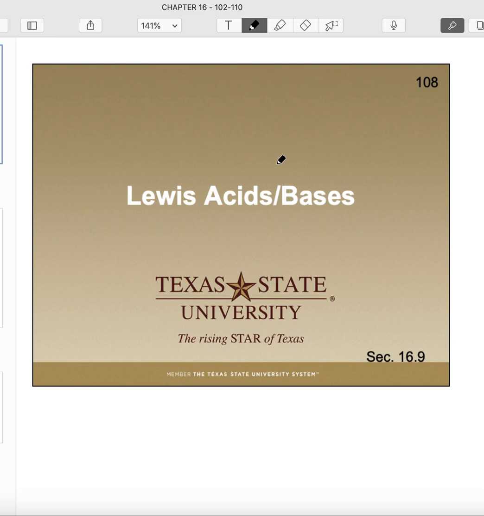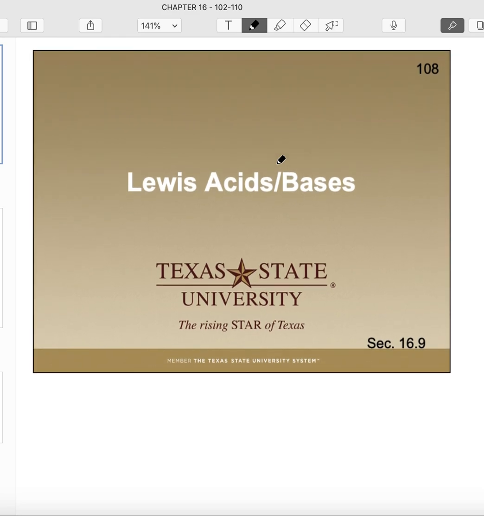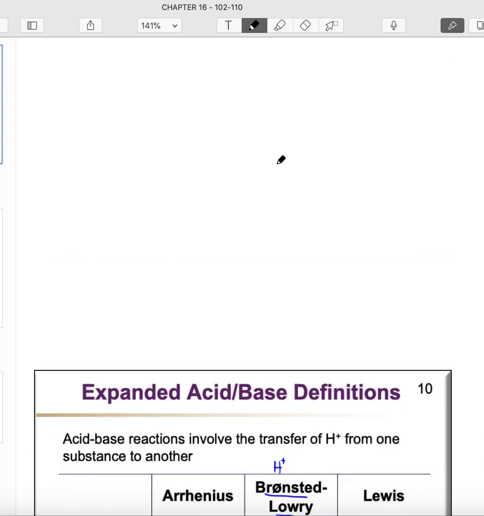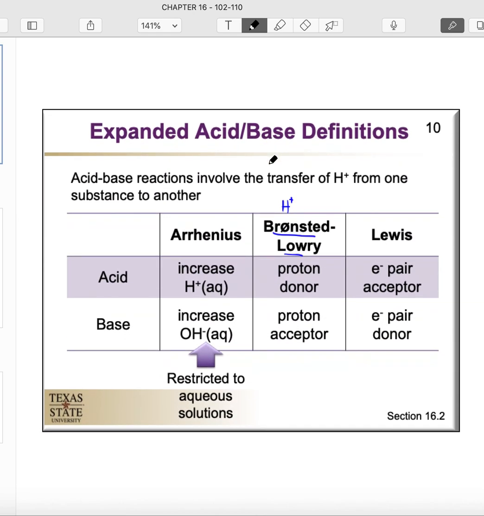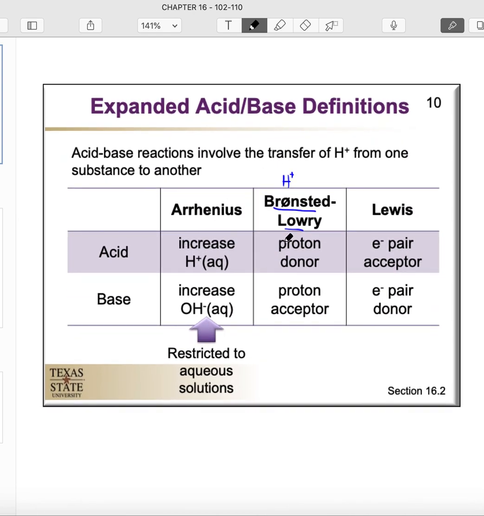Finally, we move on to Lewis acids and bases. And to do this, I'm going to go back to a slide that we had at the very beginning of the chapter. That was slide number 10. In that slide, we had talked about the 3 different definitions of acids and bases. We talked about the Arrhenius acids and bases that were basically substances that increase the concentration of either hydrogen ions or hydroxide ions in solution. We then talked about the Bronsted-Lowry acids and bases, which were proton donors and proton acceptors, respectively.